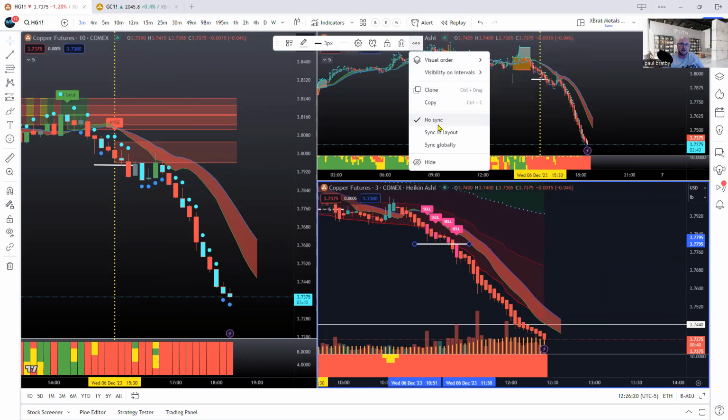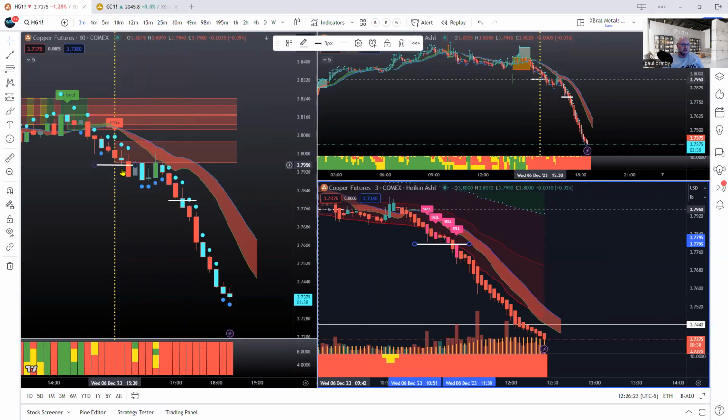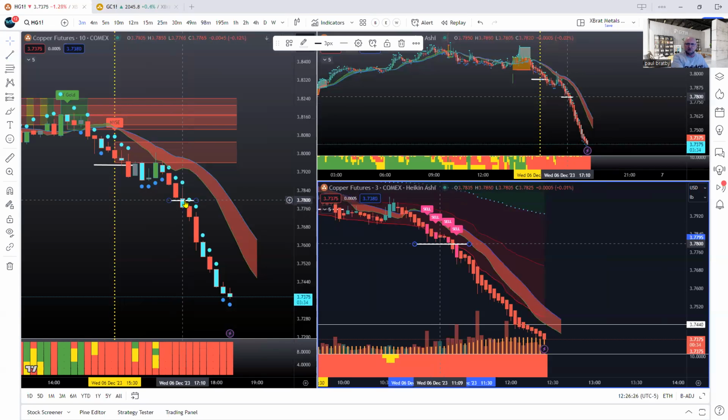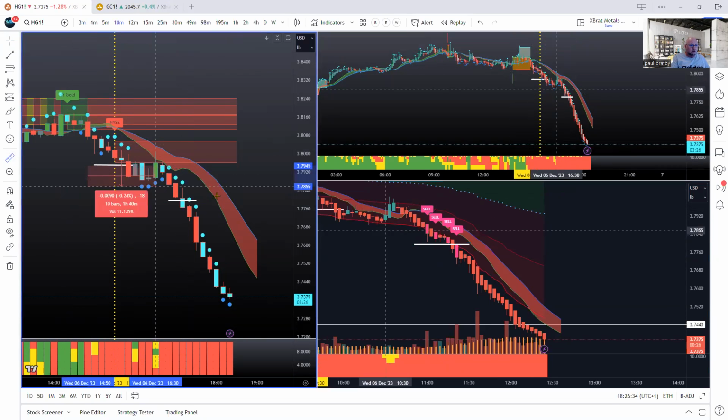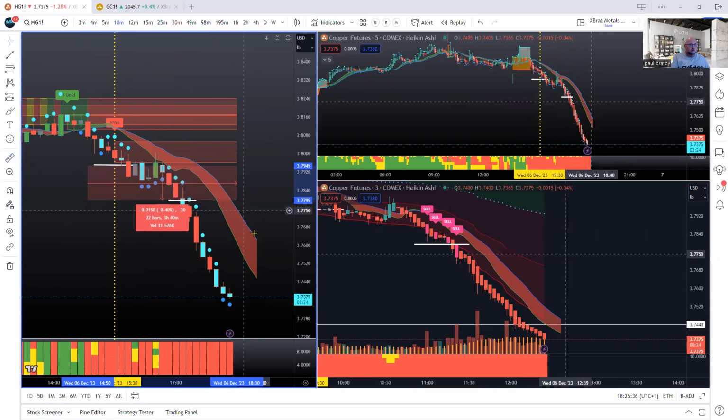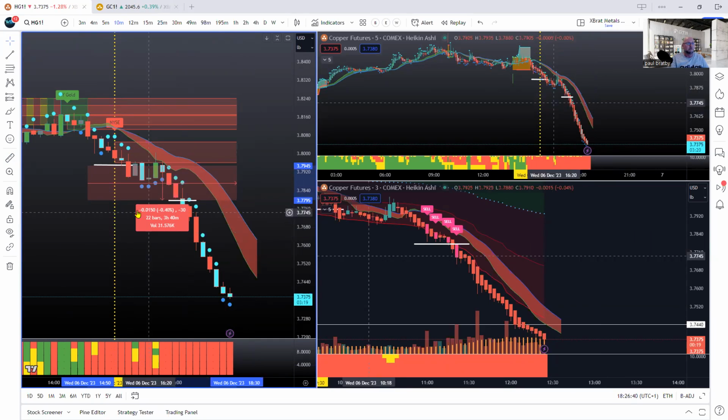I'm going to sync this in the layout. So now you can see, if you was just on this strategy alone, what's your reason to get in another contract at that point? There's no reason whatsoever. You wouldn't do it. You've missed the opportunity, okay? So from this point to this point now is 30 ticks, okay? $12.50 a tick, not a bad trade.